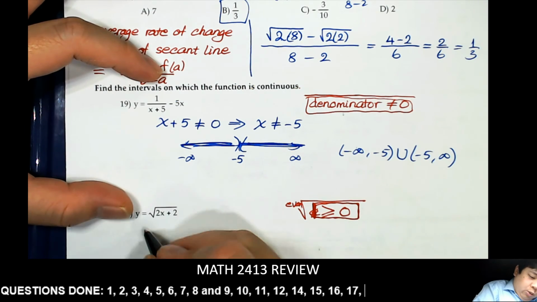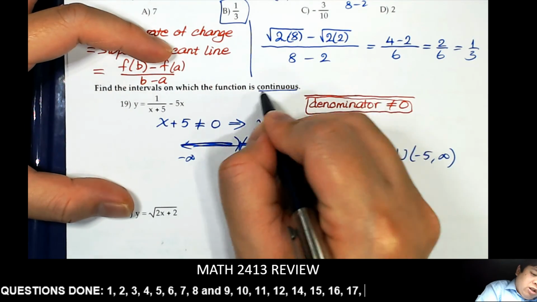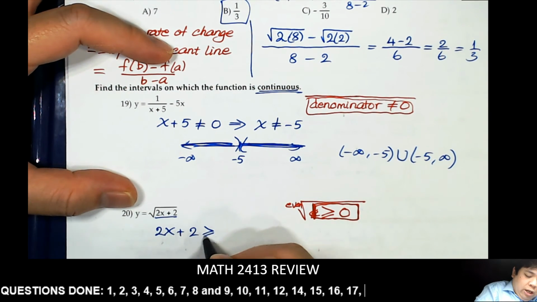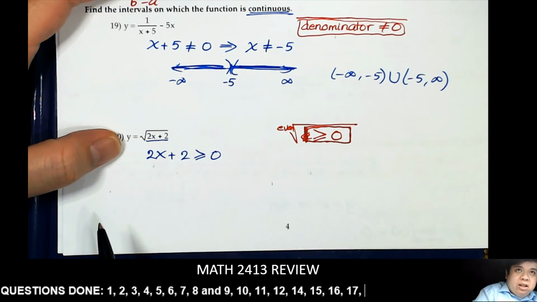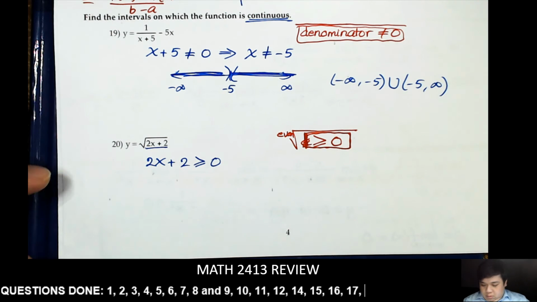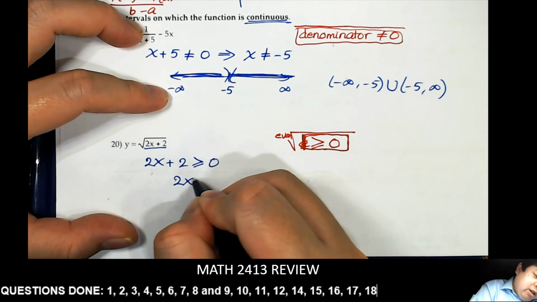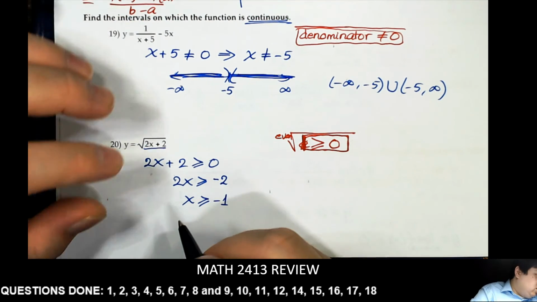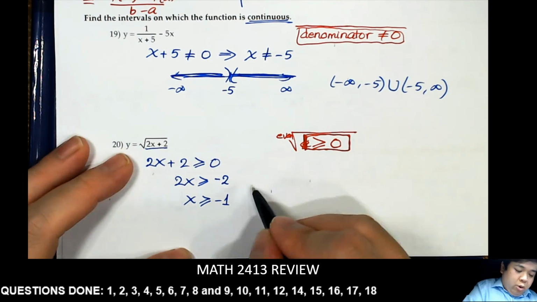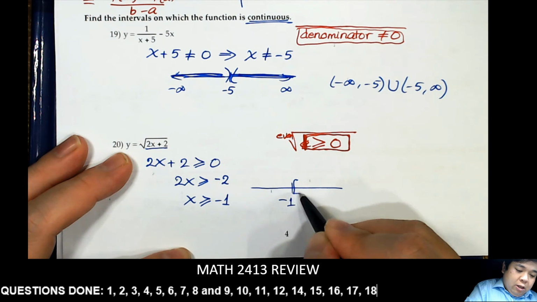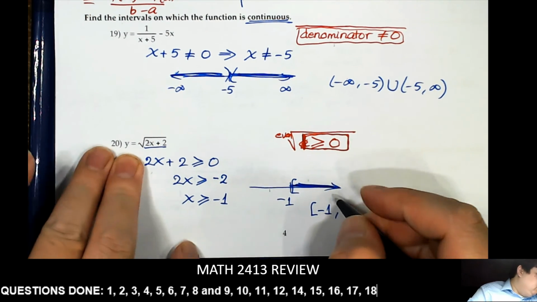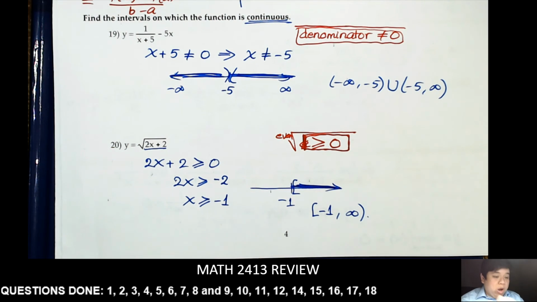And this one, this is fine where the function is continuous. So we need inside an even root to be greater than or equal to 0 and solve for x. So for x, subtract 2 on both sides and divide by 2. So x is greater than or equal to negative 1. So it is continuous if it is greater than or equal to negative 1, or from negative 1 to infinity. So that is where the function is continuous.